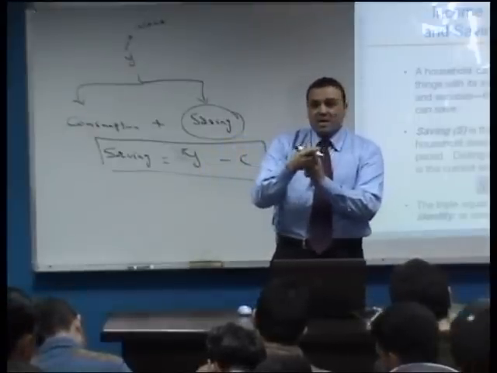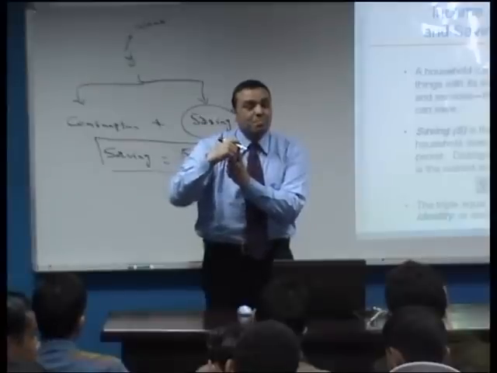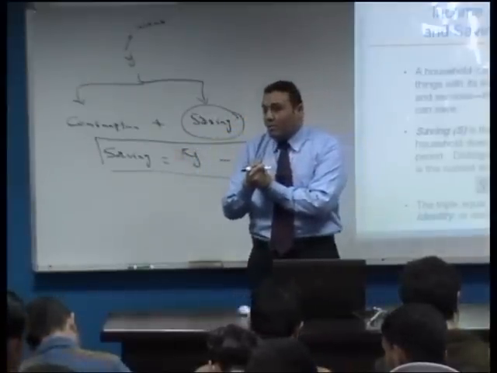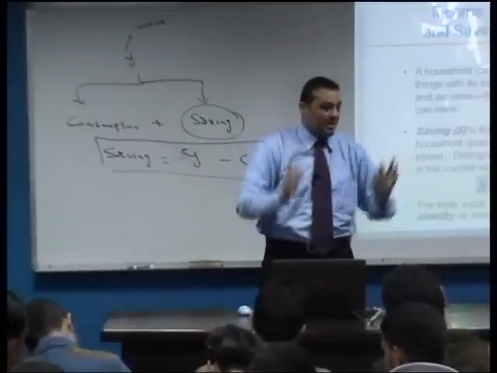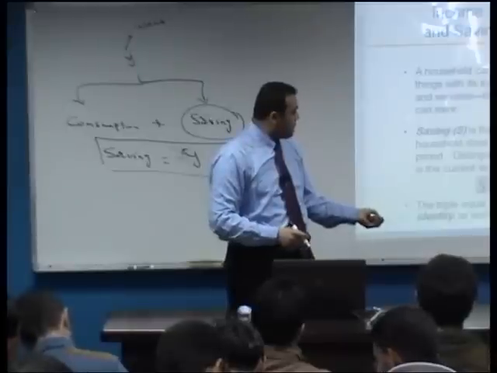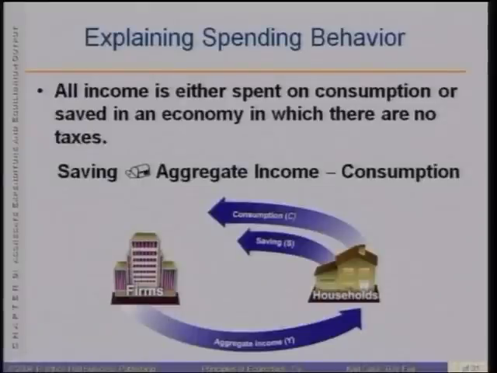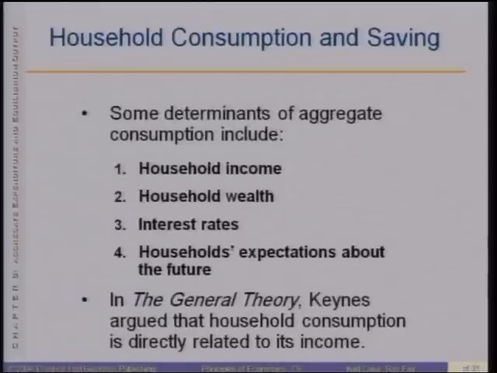The first one is the aggregate autonomous consumption, which is A in the C equation, and the second part is the dependent or related consumption, which is the income-dependent consumption. Right? Okay. So let's go to, as you see here, the aggregate income for the households goes to consumption and saving. Right? Fine. These are the main determinants of consumption.